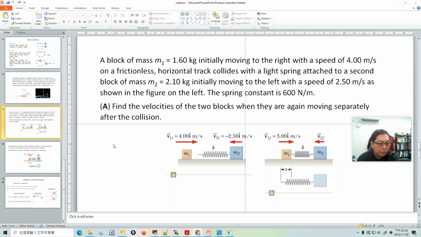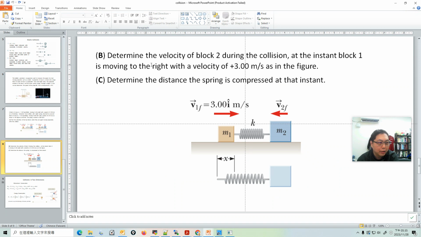The second problem is, as these two objects make contact and start to compress, at a certain intermediate state the velocity of v1 decreases from 4 meters per second to 3 meters per second. At this particular intermediate state, you want to determine the velocity of block 2, and also determine the compression of the spring.